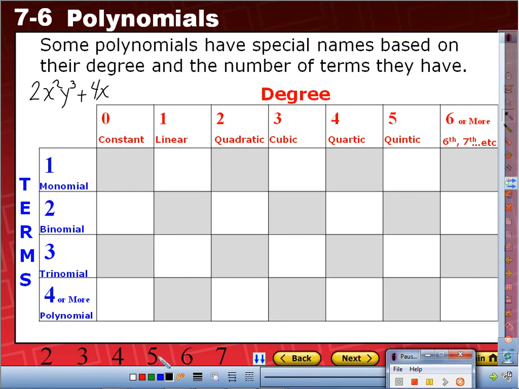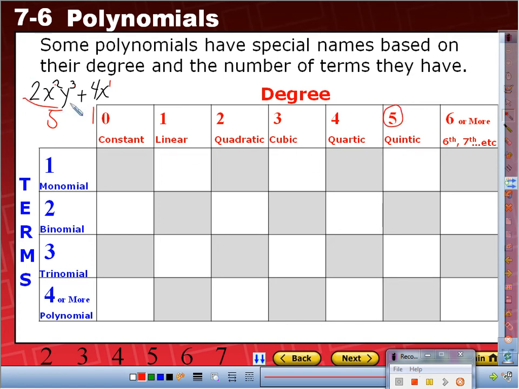So, first of all, we need to identify the degree. This term right here is the 5th degree because it's 2 plus 3. Is that correct? Yes. This one is to the 1st degree. So the highest degree for this polynomial is 5. Right now, we know it's a quintic.